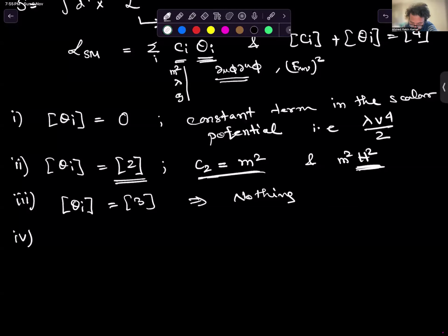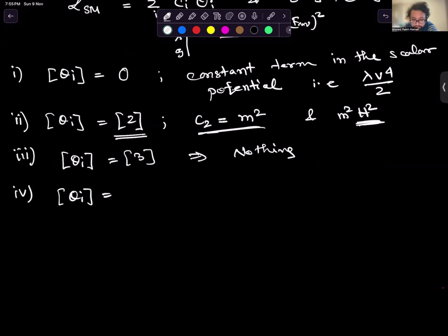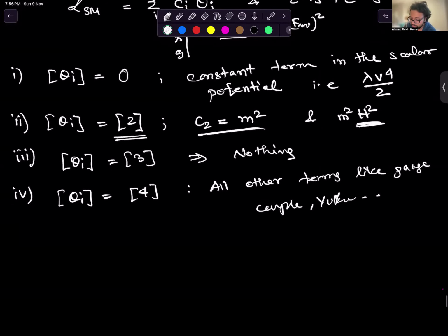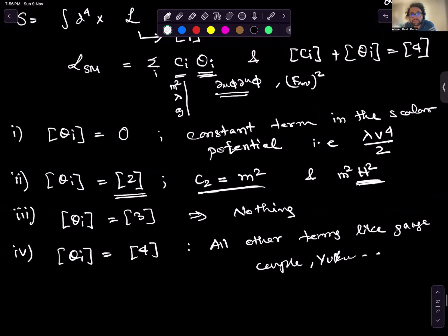And fourth, what we are doing is grouping all the terms in the standard model Lagrangian. This has the most terms, like all other terms, like gauge couplings, Yukawa, and so on. So this is how we can group all the terms in the standard model. One way to do that is via their mass dimension, or the mass dimension of the operators or terms appearing in the Lagrangian.